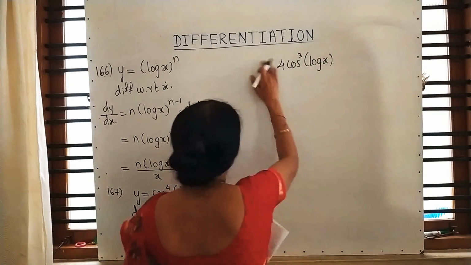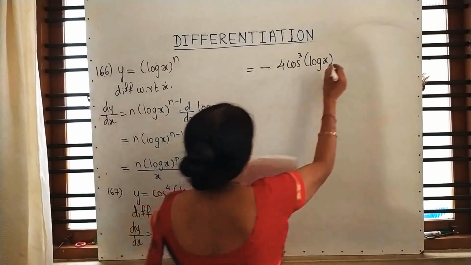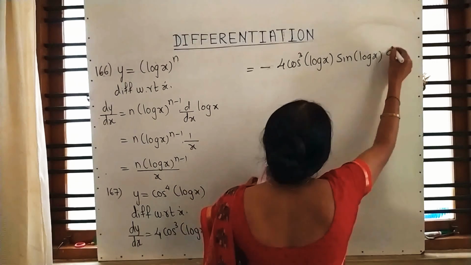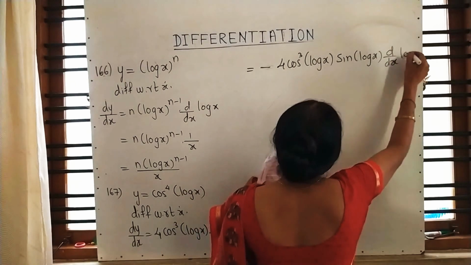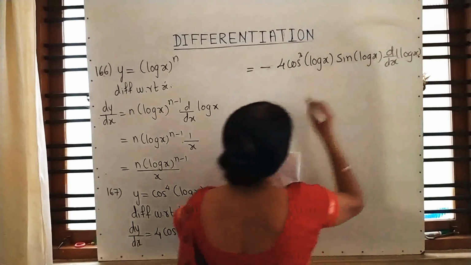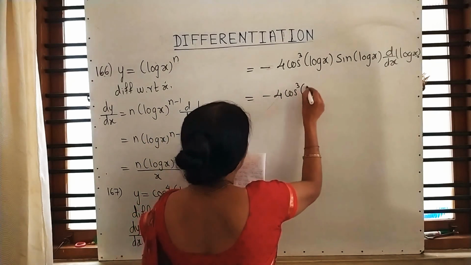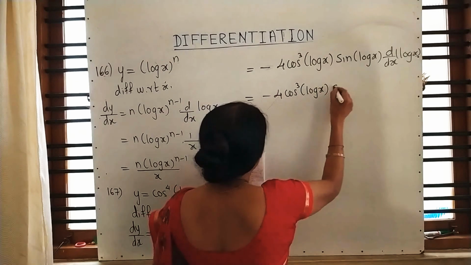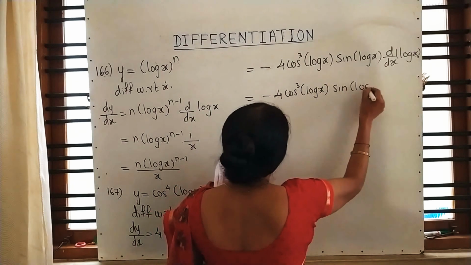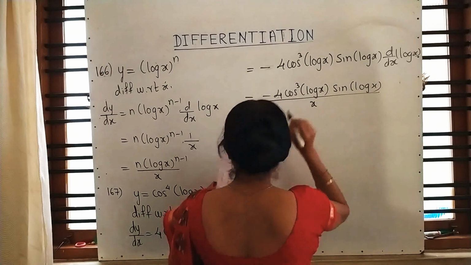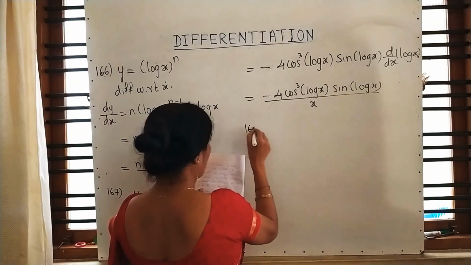Differentiation of cos is minus sin. That's why I wrote minus first. Minus sin log x into differentiation of log x. Differentiation of log x is 1 by x. See how I am writing that: instead of 1 by x here, directly I wrote x in the denominator below.